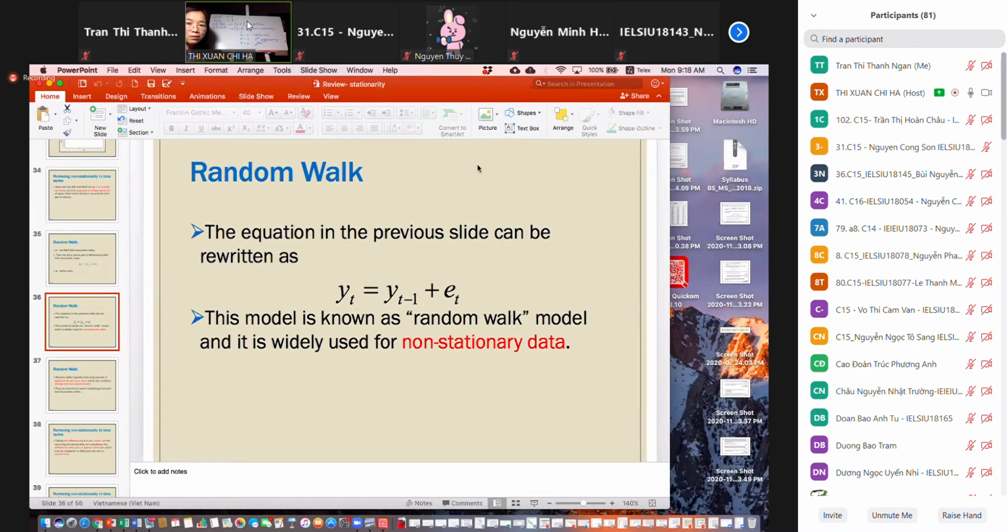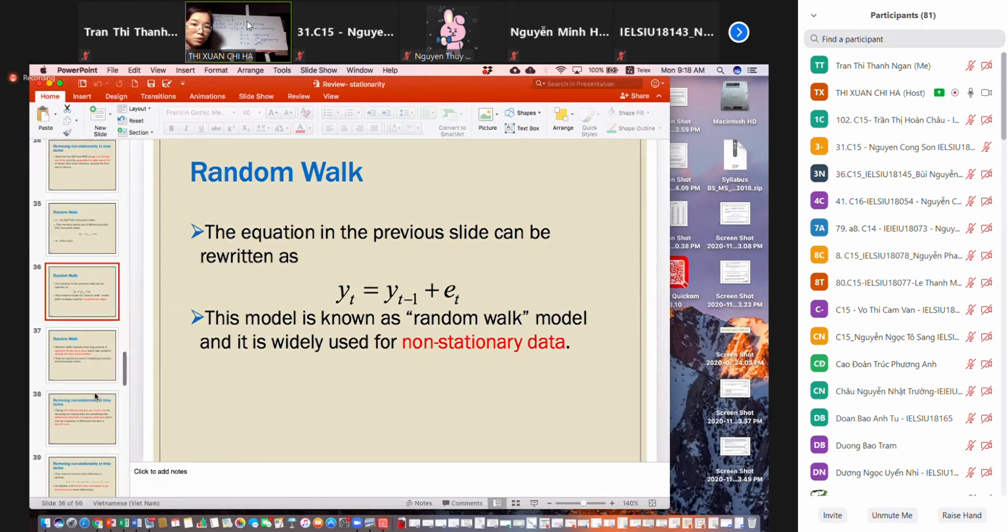Any question? If no questions, I move to the random walk.